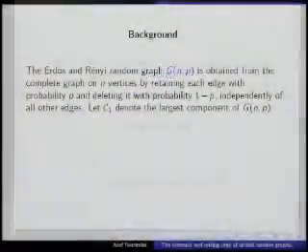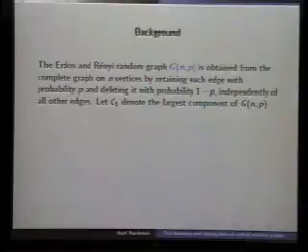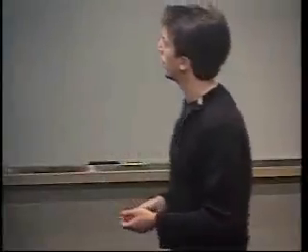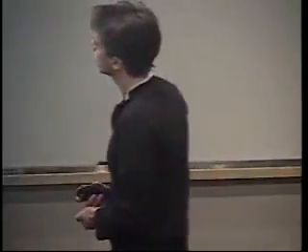So our starting point will be the Erdos-Renyi random graph, which you obtain by taking n endpoints and drawing each possible edge between them, retaining it with probability p and deleting it with probability 1 minus p. So this is a random graph, and we denote by C1 the largest component of this graph.